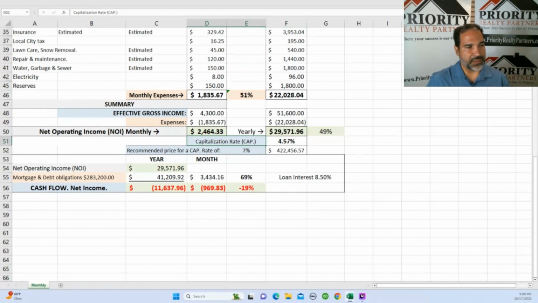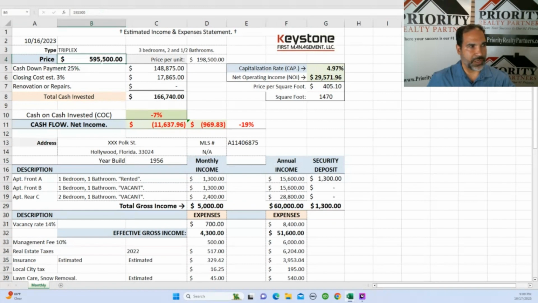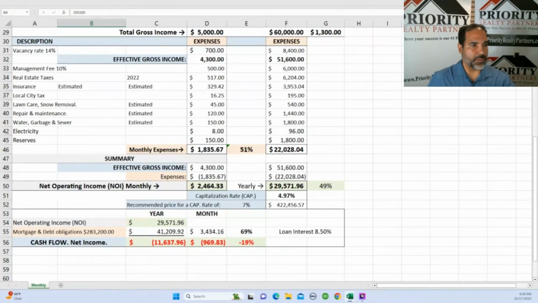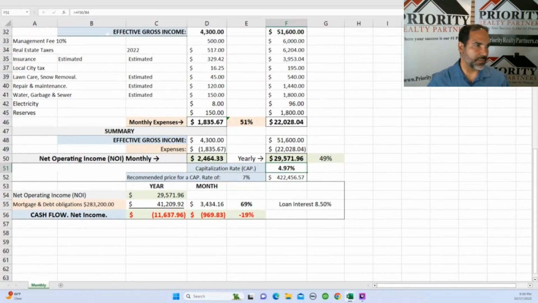Capitalization rate. Capitalization rate, that's when you take the net operating income and you divide it by the purchase price. It will give you a percentage. That capitalization rate is very much the speed at which you can, with that income, recuperate the purchase price, or the percentage of that purchase price that number represents. 4.9%. I like to buy properties that give me around 7% or higher.